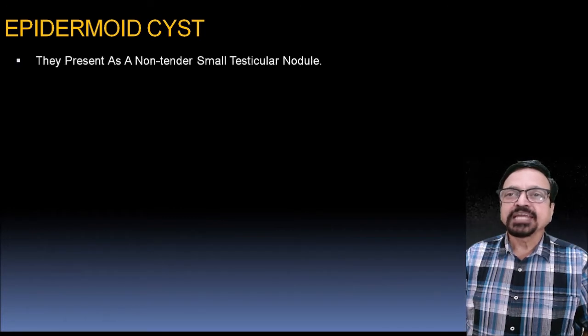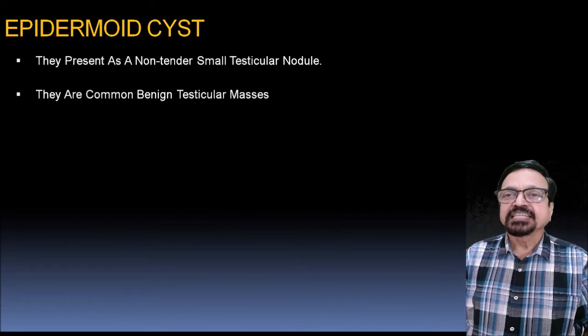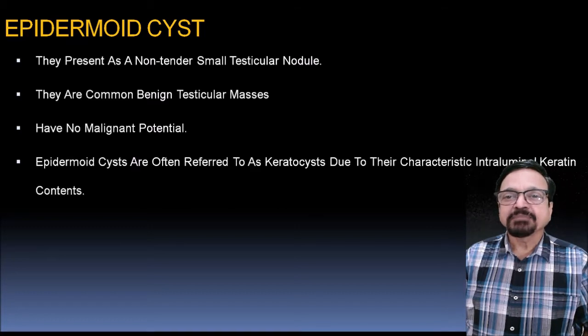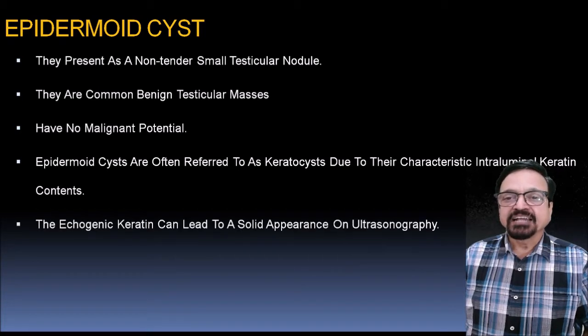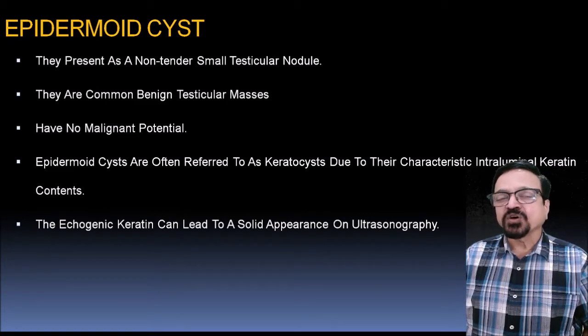Now let's come to the epidermoid cyst. They present as a non-tender small testicular nodule. They are commonly benign testicular masses and have no malignant potential. Epidermoid cysts are often referred to as keratocysts due to their characteristic intraluminal keratin contents. The echogenic keratin can lead to a solid appearance on sonography.